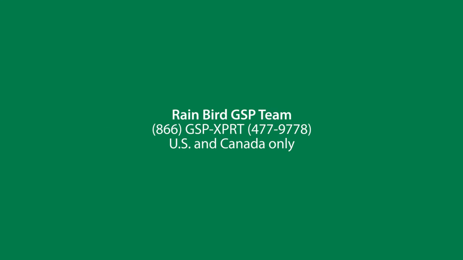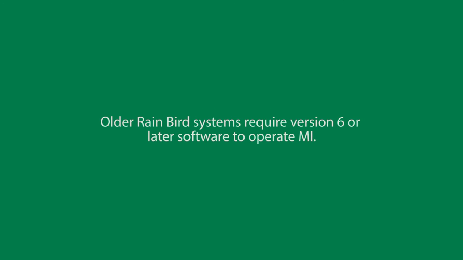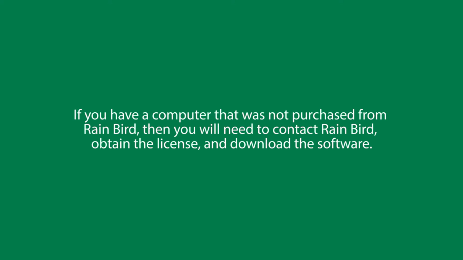MI software is preloaded on your irrigation computer when it arrives from Rainbird. If you're on Rainbird's Global Service Plan, also known as GSP, you can call the GSP team and they'll activate MI for you. If you have an older Rainbird system, you'll need version 6 or later software to operate MI. If you have a computer that was not purchased from Rainbird, then you will need to contact Rainbird, obtain the license, and download the software.